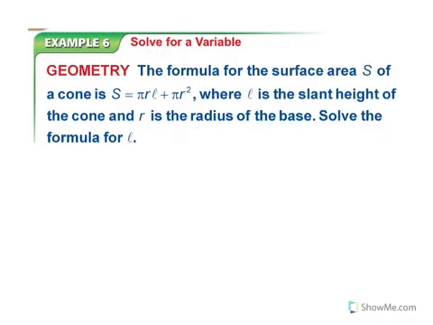Here we have a geometry question. For the formula of the surface area S of the cone, S is equal to pi R L plus pi R squared, where L is the slant height of the cone and R is the radius of the base. Solve the formula for L. So in this case, we're going to solve for cursive L, and we're going to leave the variables in there. So all we're doing is manipulating this. You'll actually see this in physics when you get to it.